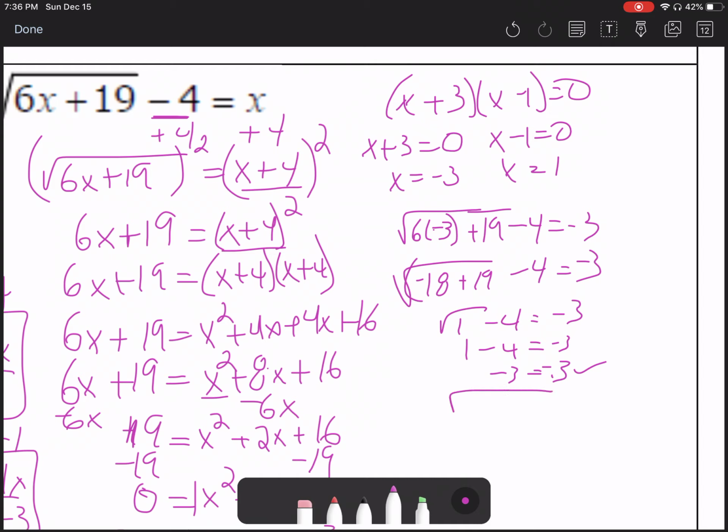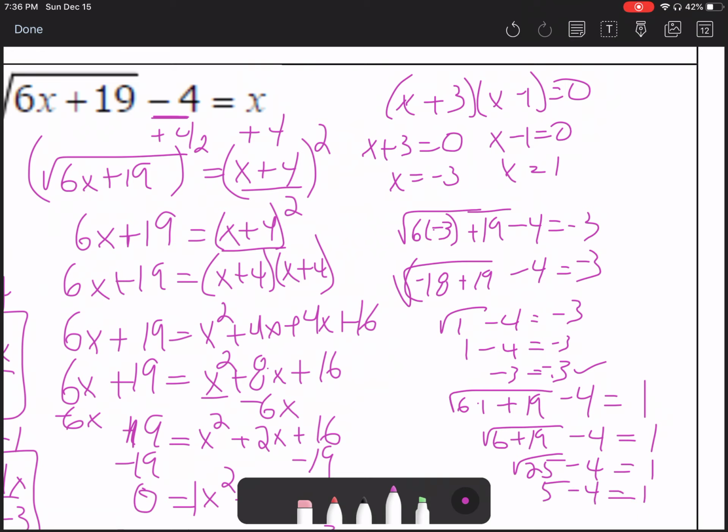I do the same thing with 1. So I plug it back in. 6 times 1 plus 19 minus 4 is equal to 1. The square root of 6 plus 19 minus 4 is equal to 1. The square root of 25 minus 4 is equal to 1. 5 minus 4 is equal to 1. 1 is equal to 1. So actually both of these are your solutions. x can be negative 3 or 1. And that is solving for you.